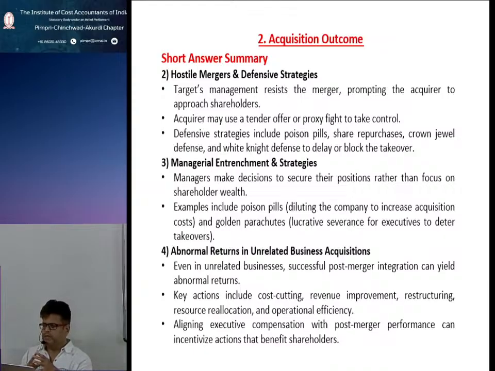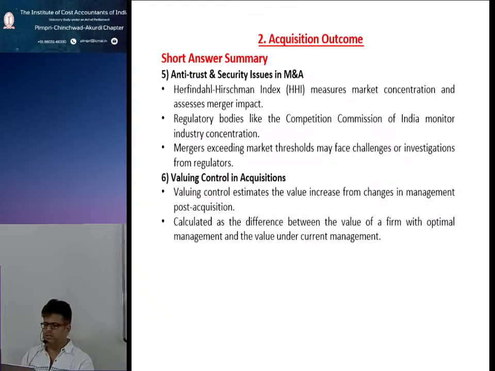Short question 4 dealt with abnormal returns in unrelated business acquisitions. Even in unrelated businesses, successful post-merger integration can yield abnormal returns. Key actions include cost cutting, revenue improvement, restructuring, resource reallocation, and operational efficiency. Aligning executive compensation with post-merger performance incentivizes actions that benefit shareholders.